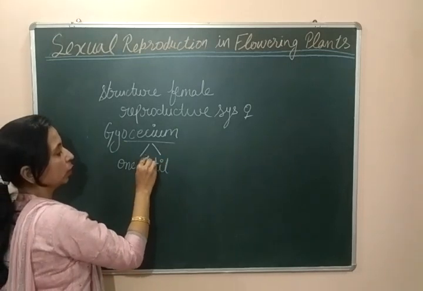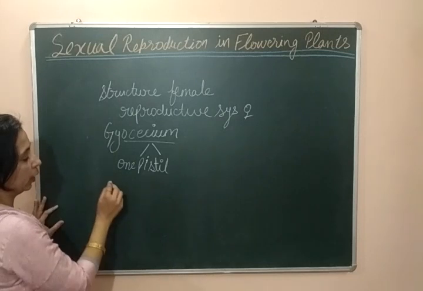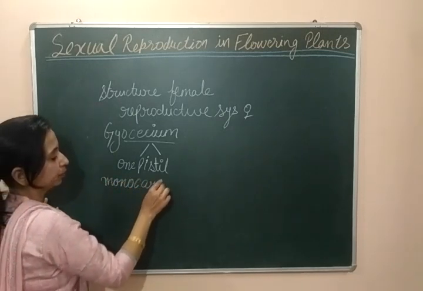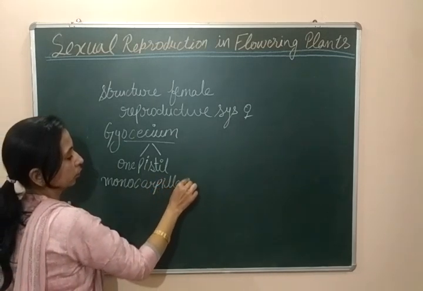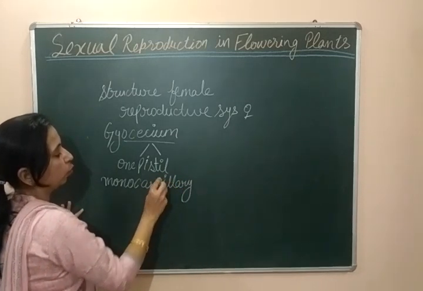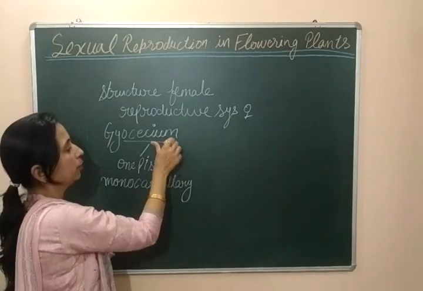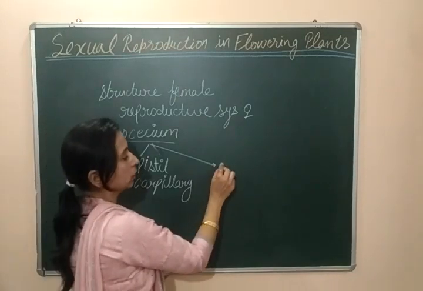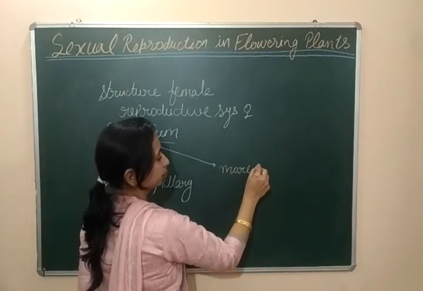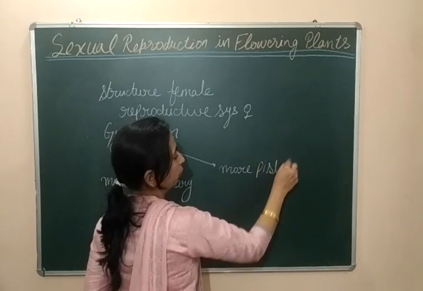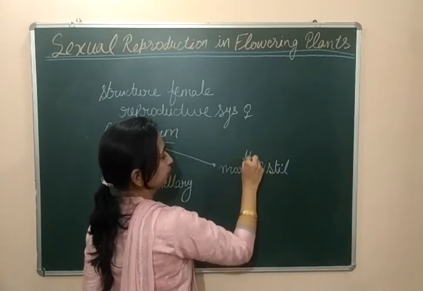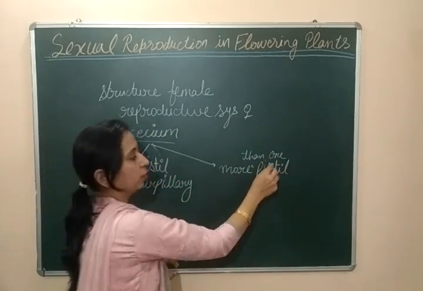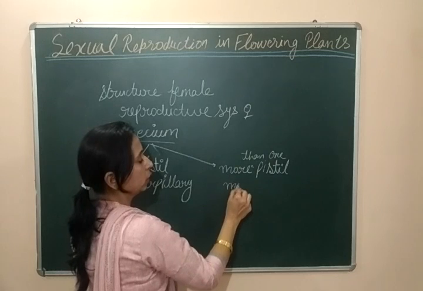then it is known as monocarpellary. And when the gynoecium is formed of many pistils, meaning more than one pistil is there, then the term used is multicarpellary. More than one pistil, then we use the term multicarpellary.